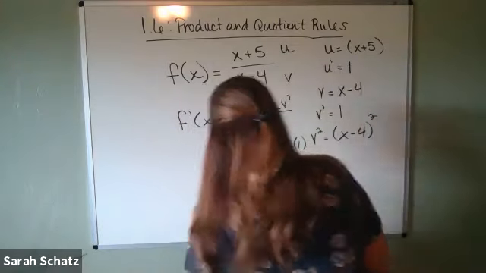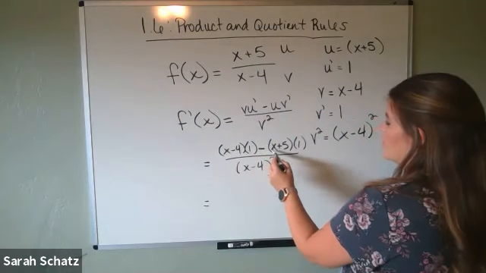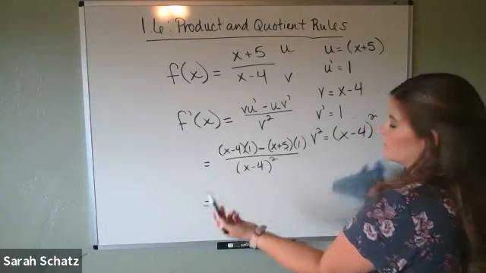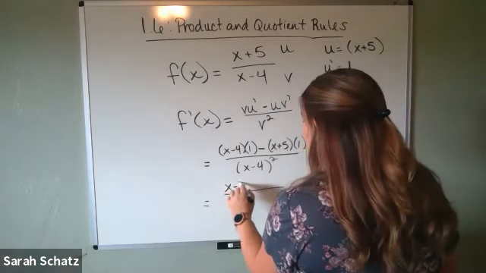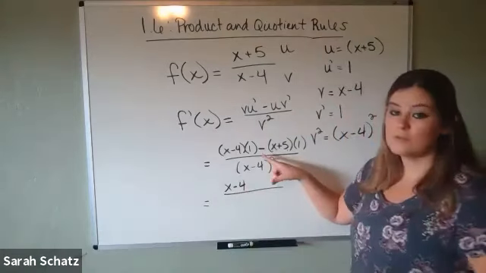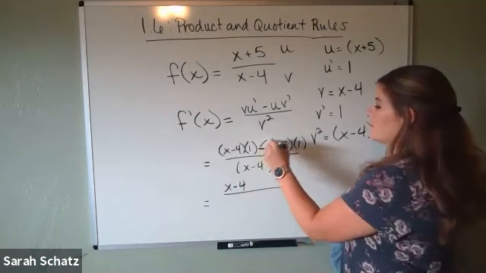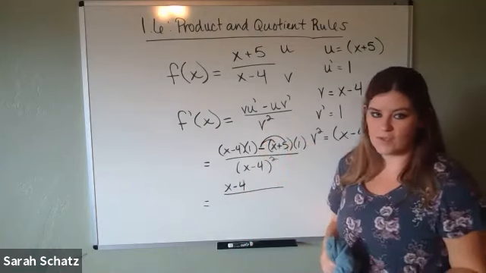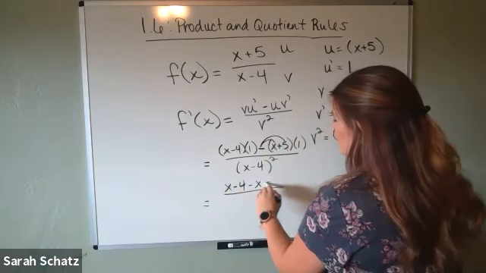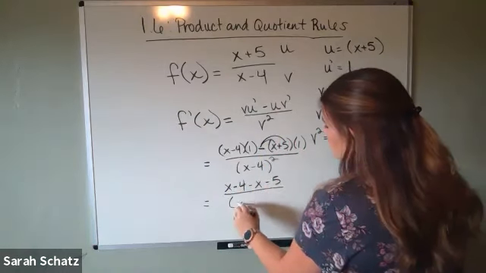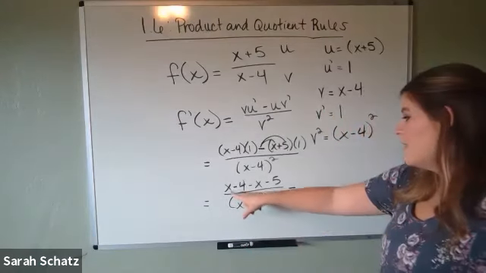So let's do that. You guys note that this is just x minus 4 and then x plus 5, because you distribute the 1, they stay the same. So on top, we have x minus 4. Now, you do want to be very careful because this is a minus, right? Minus x minus 5. So I have x minus 4 minus x minus 5 over the x minus 4 squared.